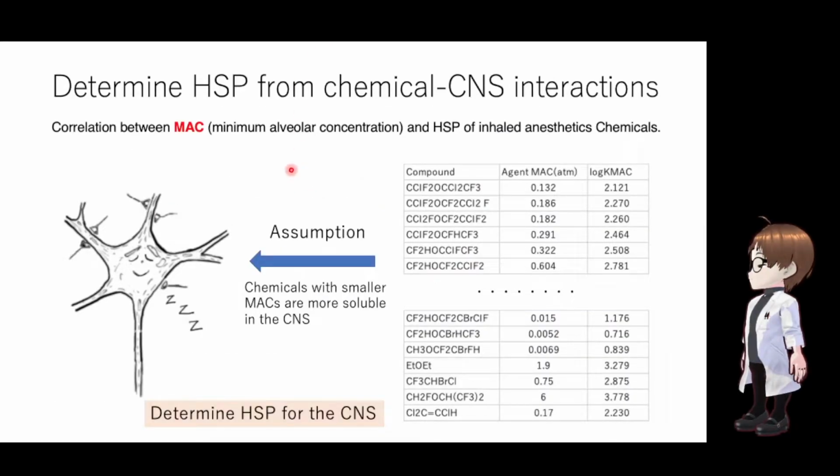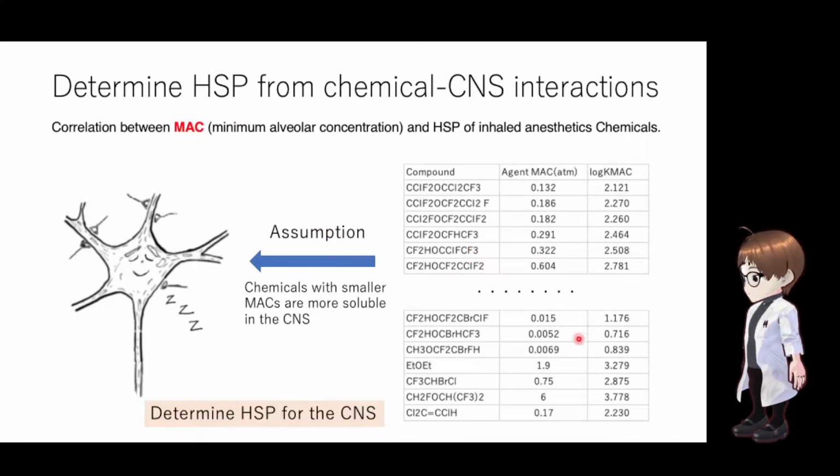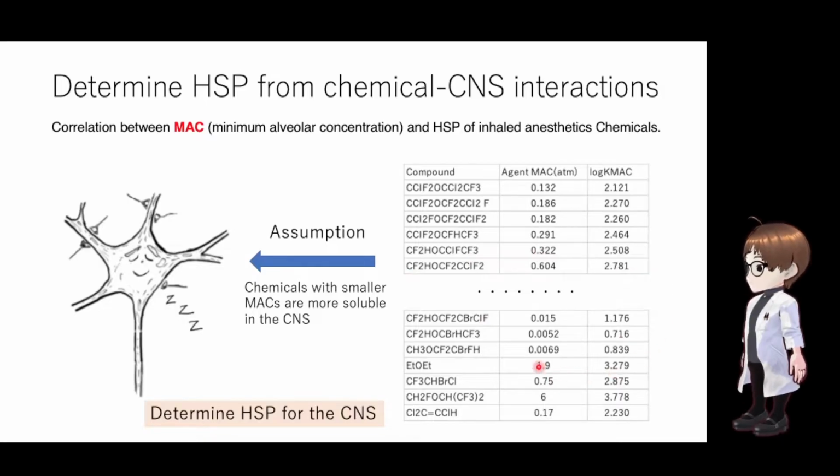Let's determine the HSP of the central nervous system. Anesthetics are used when performing painful surgery. At that time, this MAC value is very important. I assume that this value is very small. That means it is easily dissolved in the CNS.